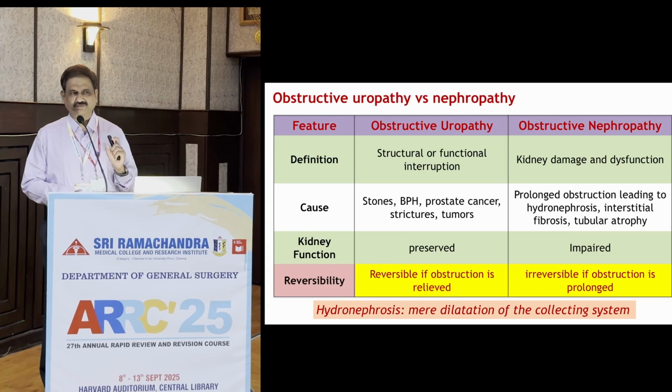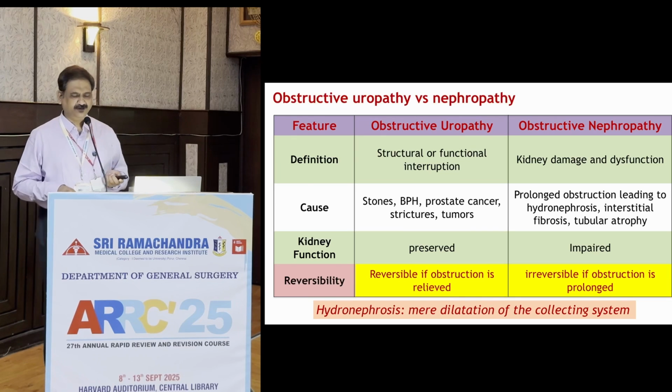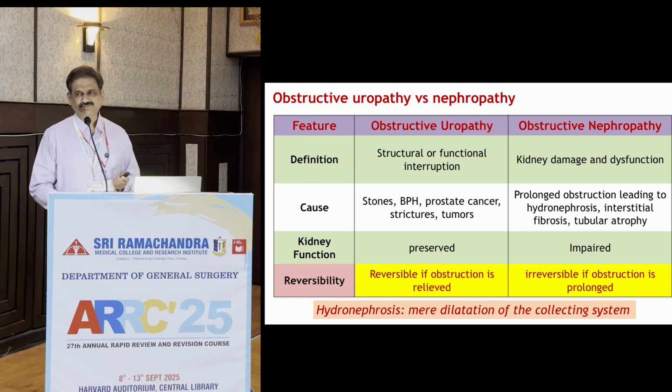Relief of obstruction will not cause normalization of the renal parameters. So that is the distinction that you'll have to make, because once the patient develops an obstructive nephropathy, it becomes an irreversible damage. Whereas if it is an obstructive uropathy, once the obstruction is relieved, the biochemical abnormalities are reversed.